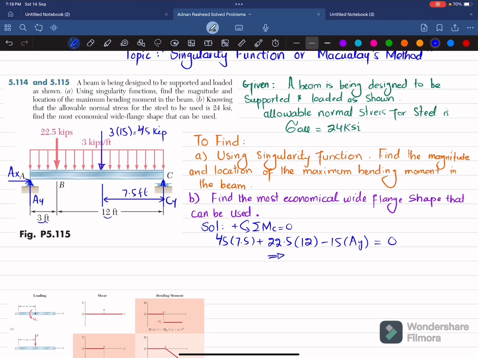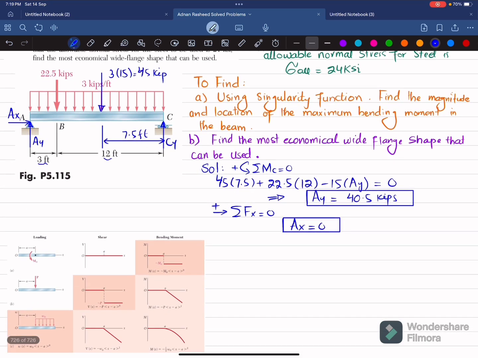So when you solve this, you will get AY equal to 40.5 kips, that is acting vertically upward. Now you can find AX by using the equation of equilibrium that the sum of all forces along the X direction must be equal to 0, and force toward the right side is taken as positive. So there is only a horizontal force AX, there is no other force, so it means that AX is equal to 0. Now we will find this CY by using this equation of equilibrium.